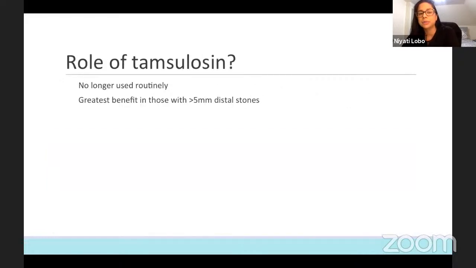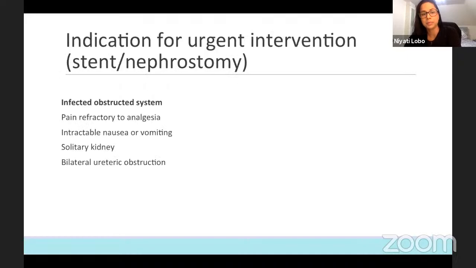Some medical school textbooks will talk about giving tamsulosin, and that was something that used to be done routinely until this trial called the SUSPEND trial was published some years ago, which showed that there wasn't really a benefit of giving tamsulosin apart from perhaps distal stones that measured greater than 5 millimeters. So that is really the only area in which I suggest giving tamsulosin. For anything else, we don't routinely give it anymore.